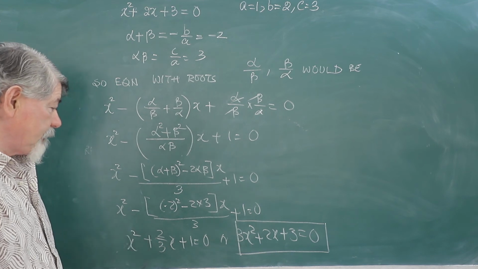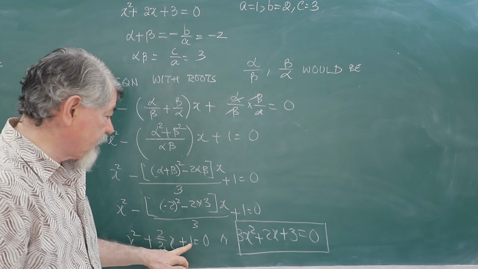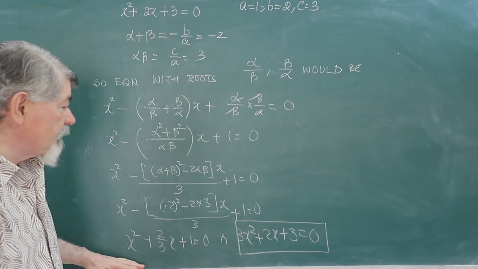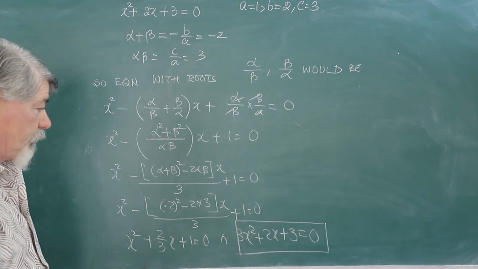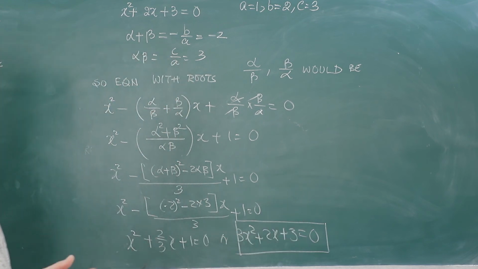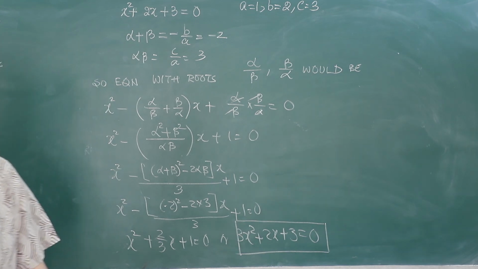I'll take 3 as the LCM. 3 into x square is 3x square plus 2x plus 3 is equal to 0, because the 3 from the denominator will multiply on the right side with the 0 and will become 0. So this is the required quadratic equation whose roots are alpha upon beta and beta upon alpha.